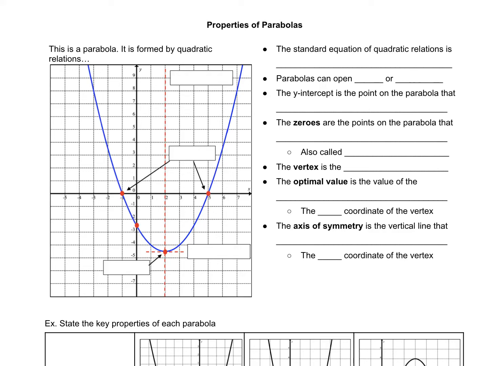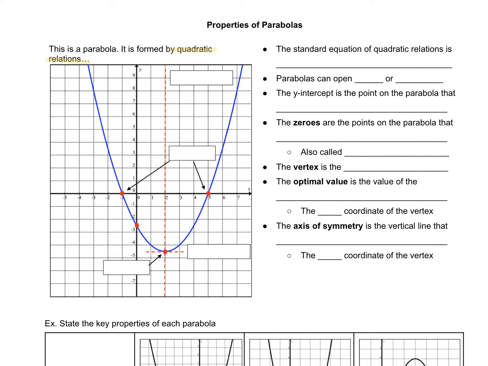In this video, we will be looking at the main properties of parabolas. So first of all, this is what a parabola looks like. So it's this U shape. It could also be upside down and open downwards. Now, these parabolas are formed by things called quadratic relations.